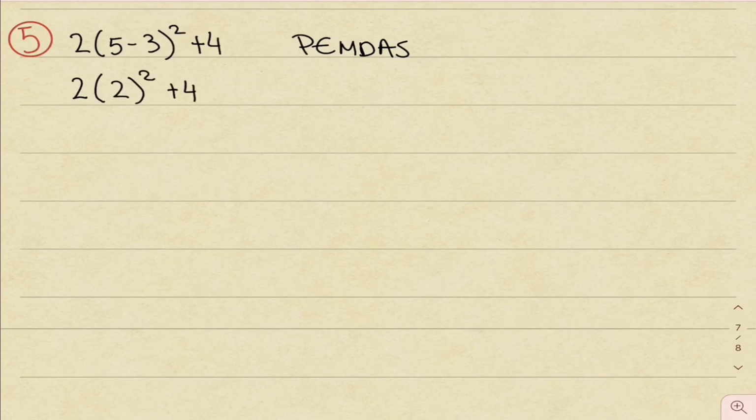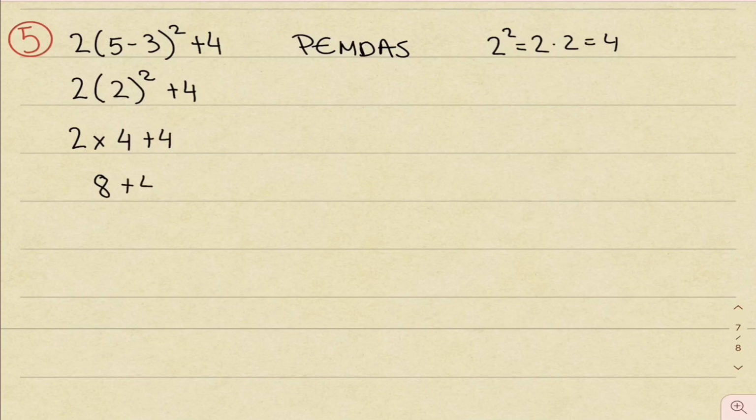Now the second operation that I have to do is the exponent. What's 2 to the power of 2? I'm going to do it here on the side. 2 to the power of 2 is just 2 multiplying itself 2 times. 2 times 2 is 4. So now I have 2 times 4 plus 4. Now I have multiplication and addition. Multiplication goes before addition. So I multiply 2 times 4, which is 8, and then add 4. 8 plus 4 is 12.